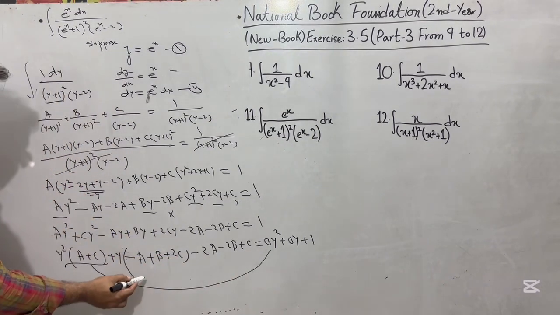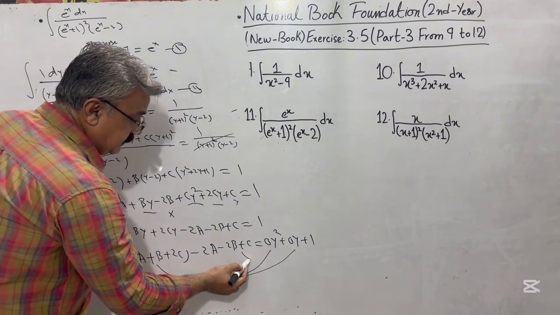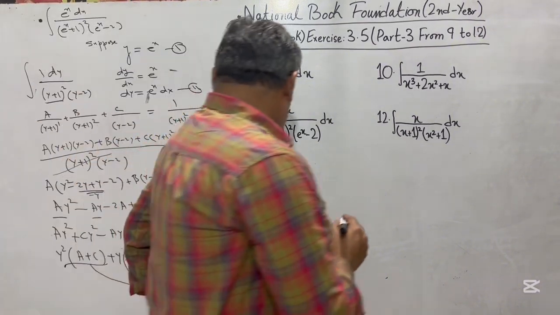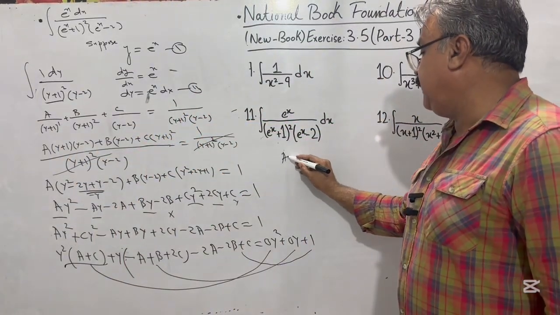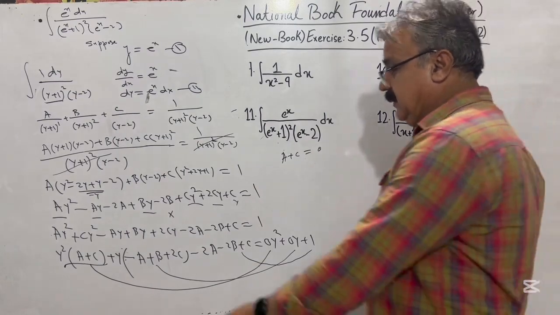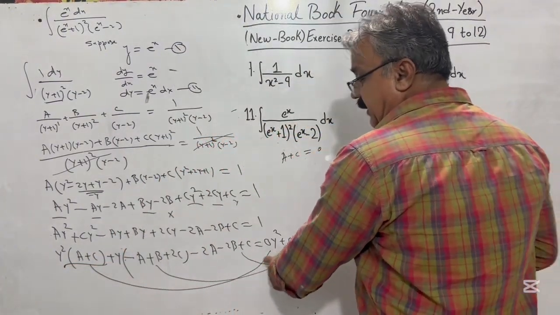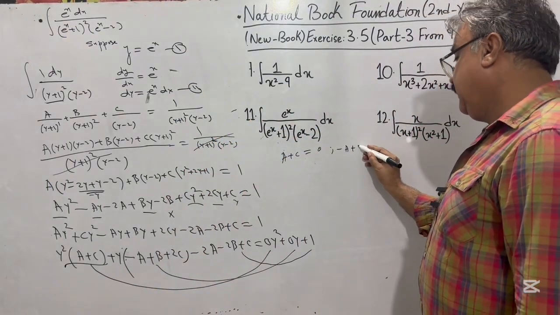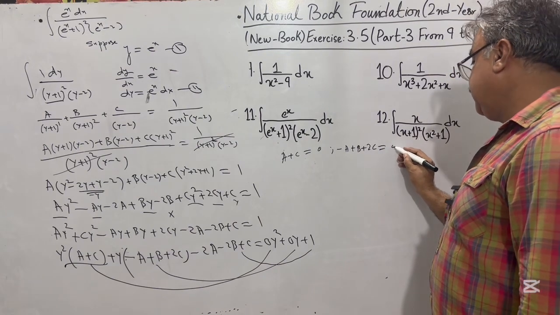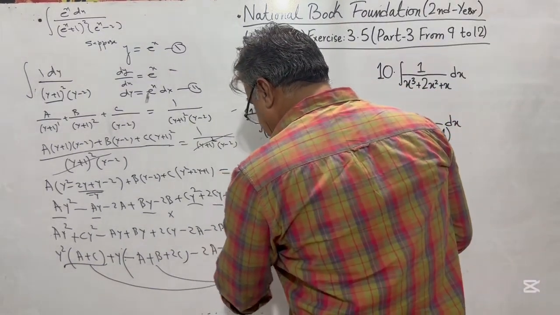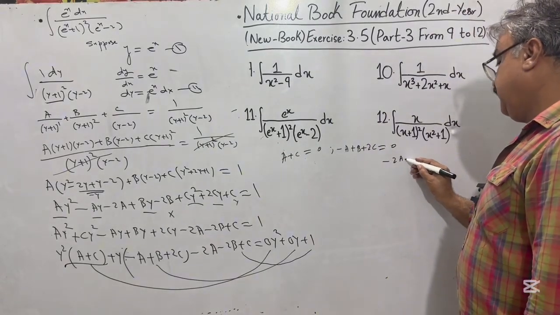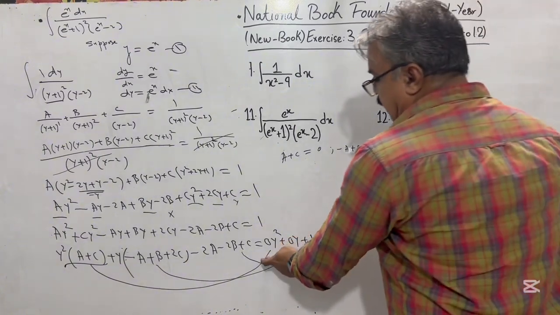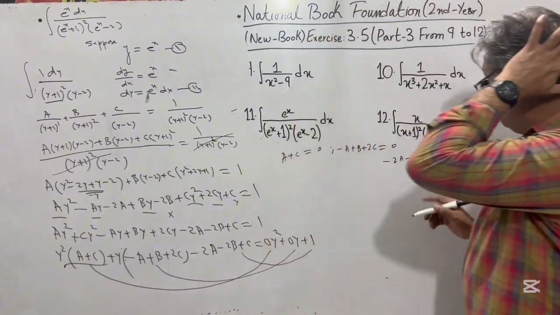Collecting the like terms, the coefficient of y square is equal to 0, the coefficient of y is also equal to 0, and the constant is equal to 1. So I have one equation: A plus C is equal to 0, from the powers of y square. Collecting the powers of y, the second bracket is minus A plus B plus 2C, also equal to 0. The third bracket is minus 2A minus 2B plus C, equal to 1.